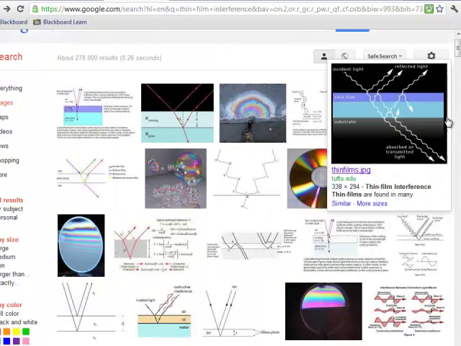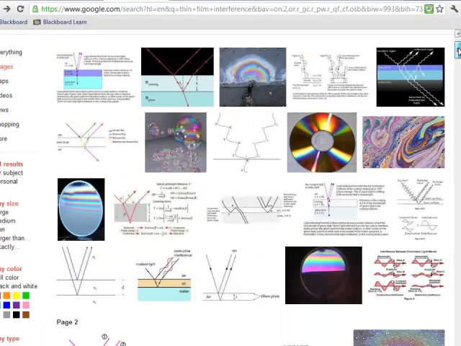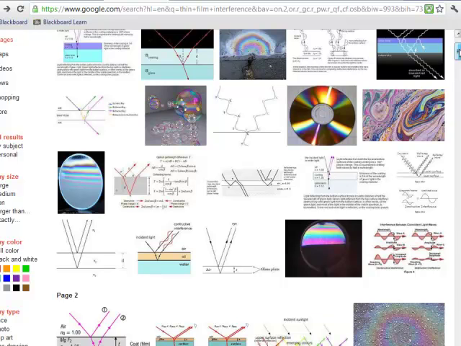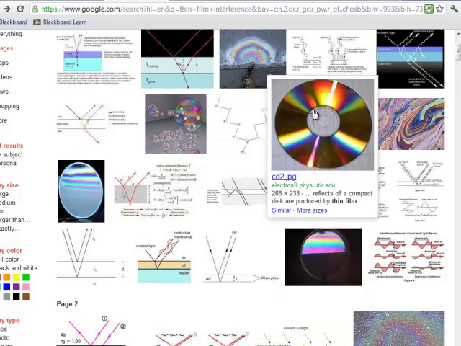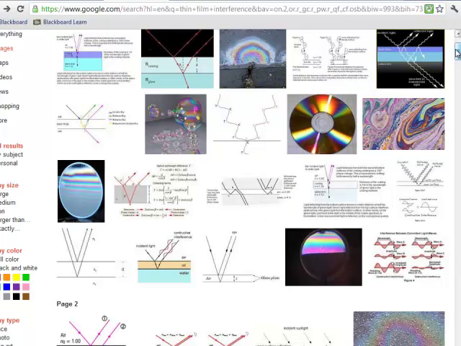Okay, I just wanted to show a few other things here. So these are the typical soap films and so on. The CD, if you look it up, actually has a very thin coating in the neighborhood of about 100 nanometers that allows thin film interference, and we see all these colors.